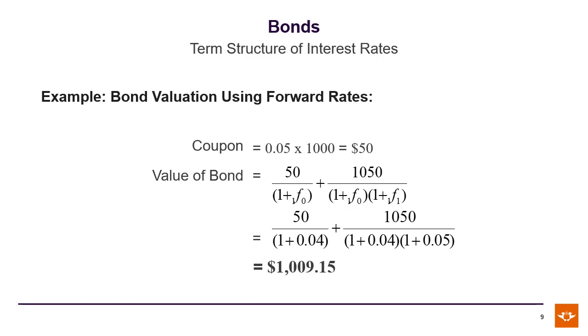Now in this example, you'll notice that when we're calculating the discounted value of each cash flow, we have to use the relevant forward rates for each year. So if we look at the first cash flow, it will get discounted by just 4% because it's a coupon for 1 year, but the second cash flow, which includes the coupon and the redemption value, will get discounted at 2 forward rates, the forward rate for the second year and the forward rate for the first year, giving us a value of $1,009.15.